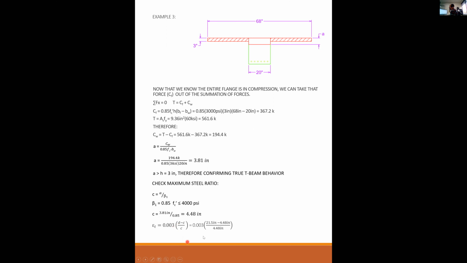Epsilon sub T, I plug in my 21.5, 4.48, I get a typo. I thought I fixed that. It's actually 0.114, not 0.00114. And there, that's where I fixed that. I just didn't go back far enough. Okay, so epsilon sub T is 0.114, greater than 0.005. So therefore, my phi is 0.9.